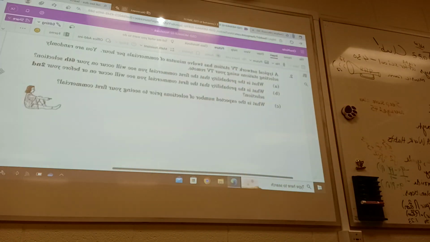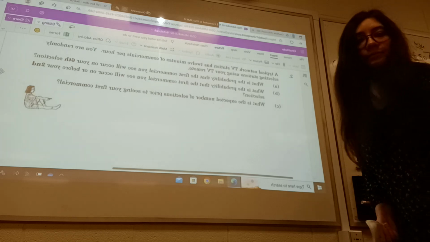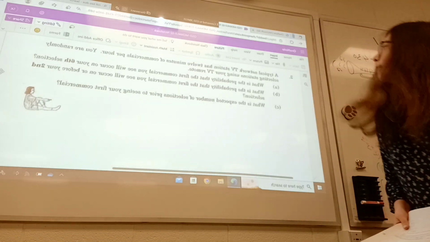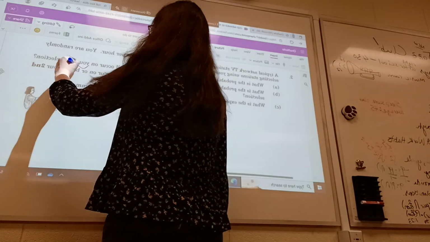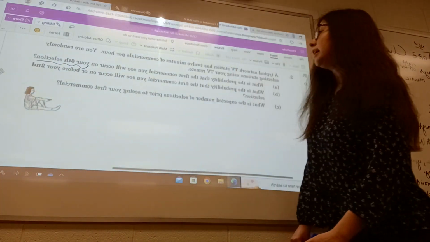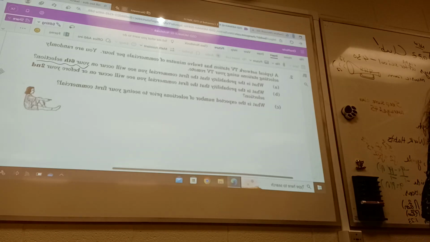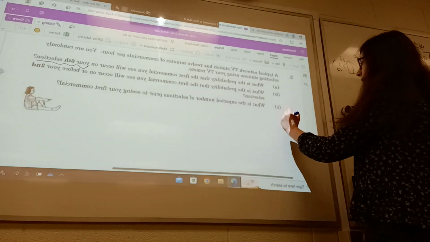Anywho, example 2. A typical network TV station has 12 minutes of commercials per hour. You're randomly selecting stations using your TV remote. A, what is the probability that the first commercial you see will occur on your 6th selection? So now we can use the geometric formula that we just learned.